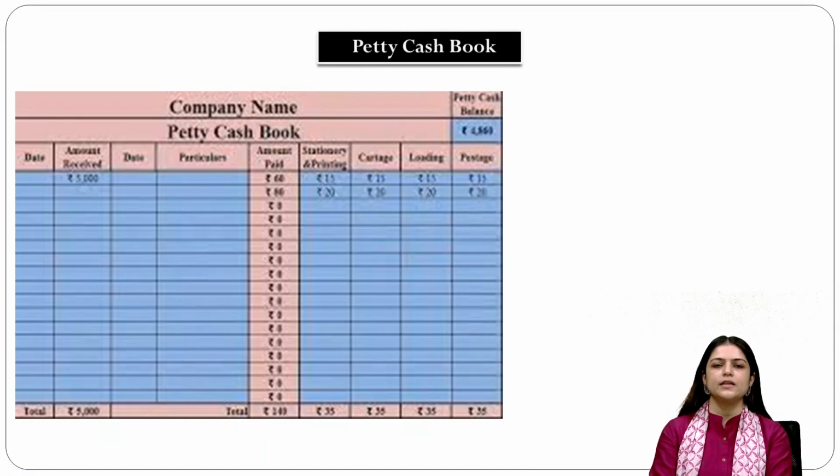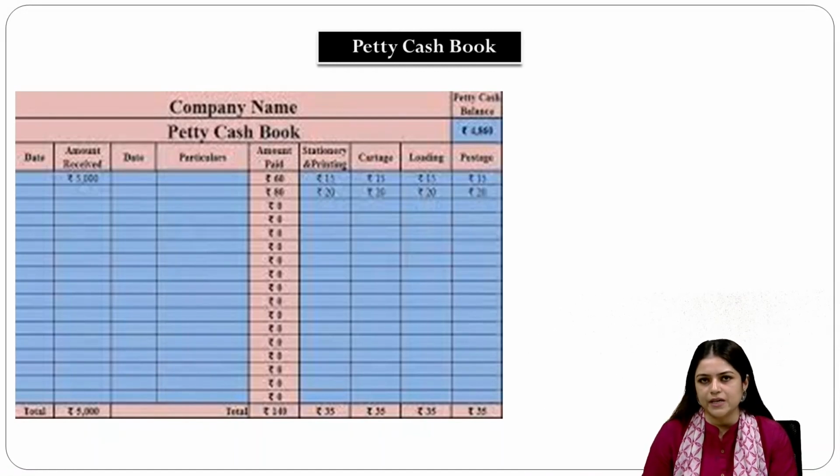Now we are further discussing petty cash book. What is petty cash book? All types of expenses are recorded in the petty cash book, like telephone bill, light bill, rent, then stationery expense, then wages. Every type of expense is recorded in the petty cash book.